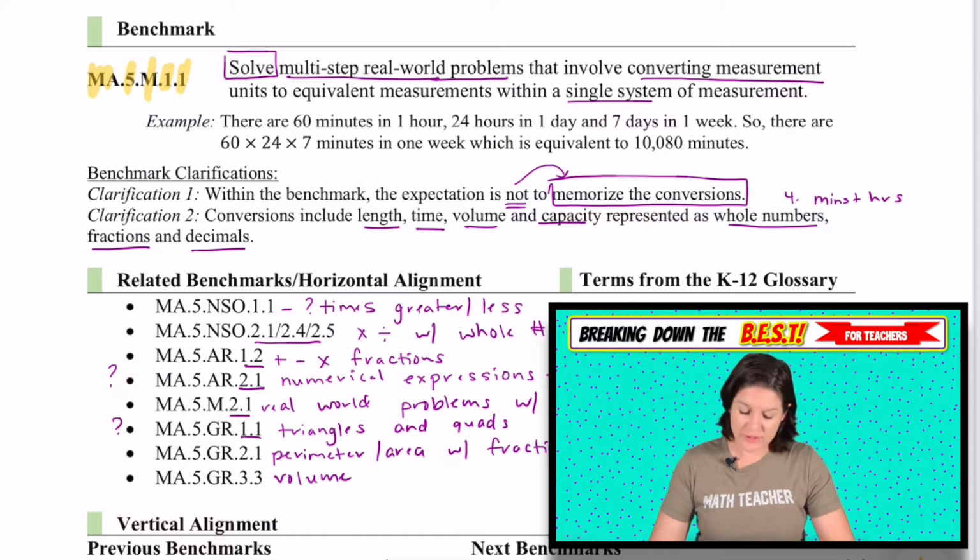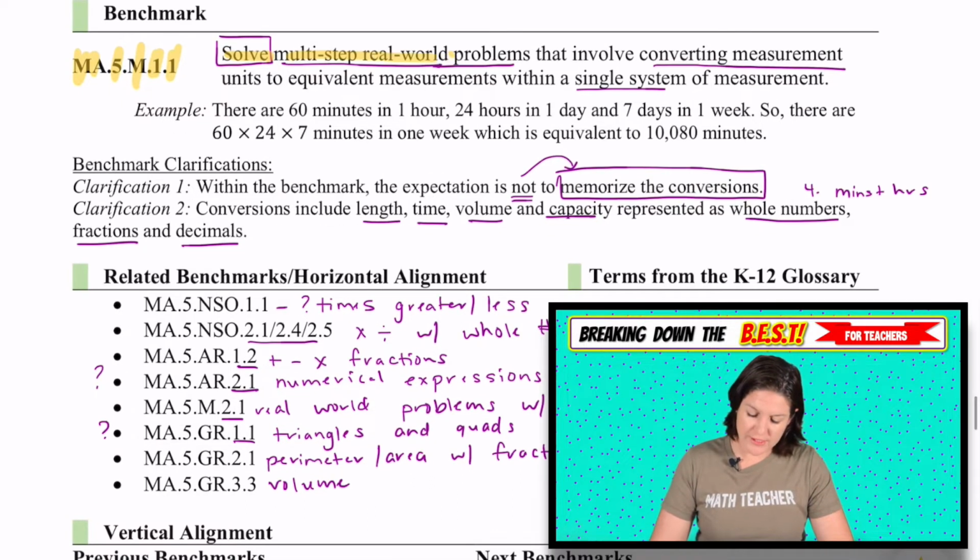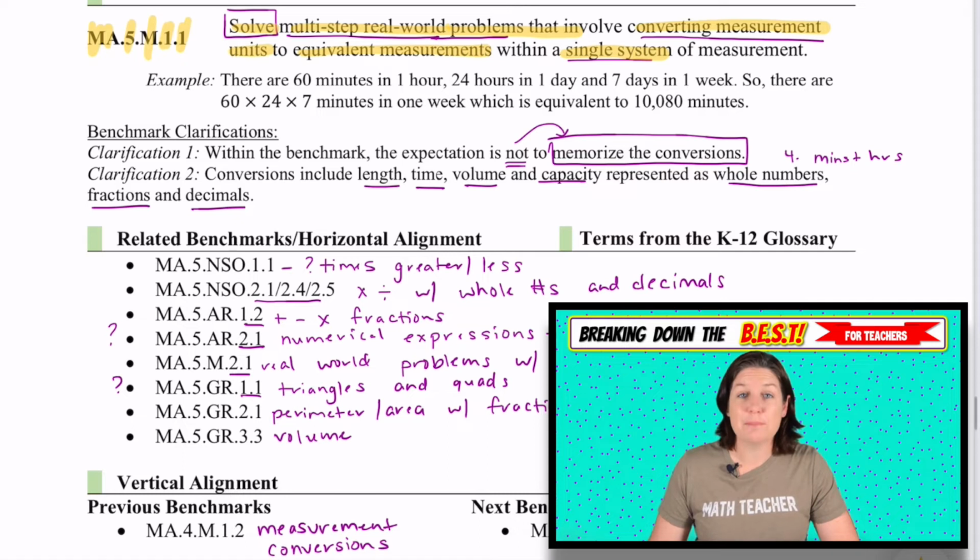MA.5.M.1.1, and the standard says to solve multi-step real-world problems that involve converting measurement units to equivalent measurements within a single system of measurement. Okay, so basically these are really beefed up measurement conversion real-world multi-step problems.